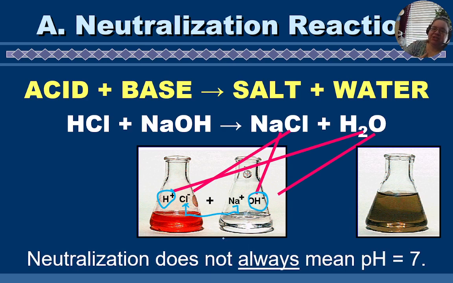Now, neutralization reactions will not always result in a pH of 7. You will only get a pH of 7 if you have equal concentrations of acid and base, not something that we are going to play with in physical science. But just because I mix an acid and a base does not mean I'm going to have a pH of 7. If I have more acid, my pH is going to be lower than 7. If I've got more base, my pH is going to be above 7.